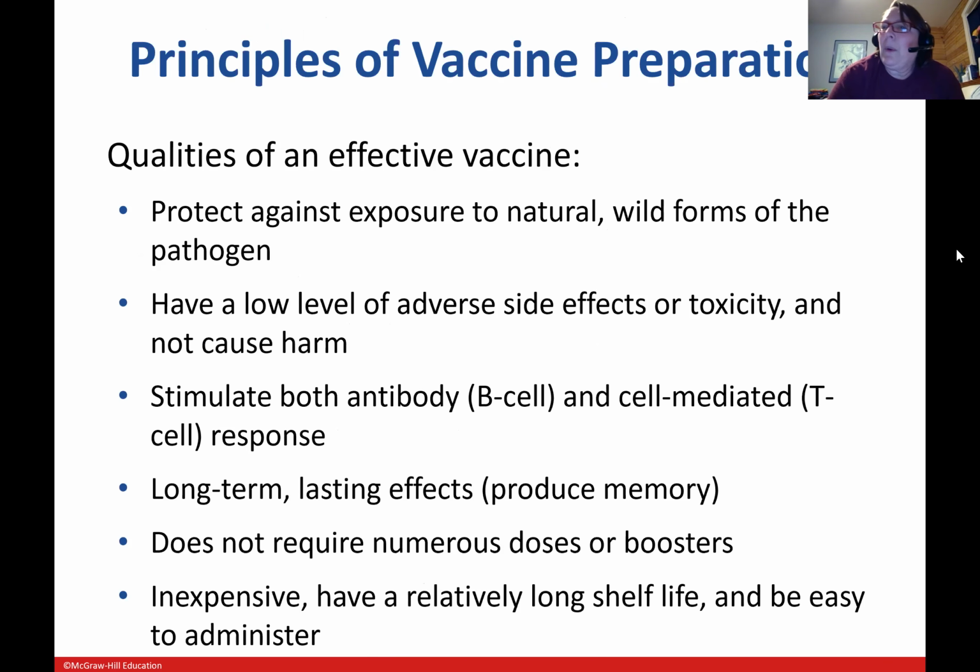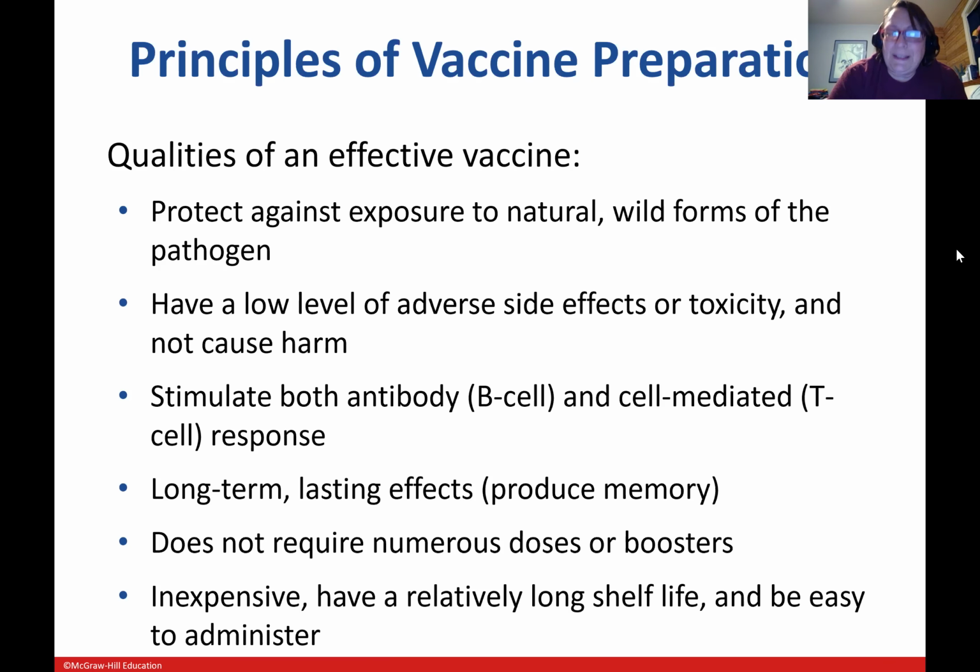Okay, so vaccine research is a huge, very hot area of research at this point. So what researchers are looking for are essentially these qualities of an effective vaccine. Obviously the first thing is it has to protect against the pathogen that it's targeting. It needs to have a low level of adverse side effects or toxicity. In other words, you don't want it to harm the person while you're trying to protect them.